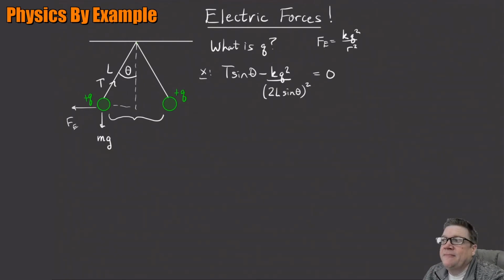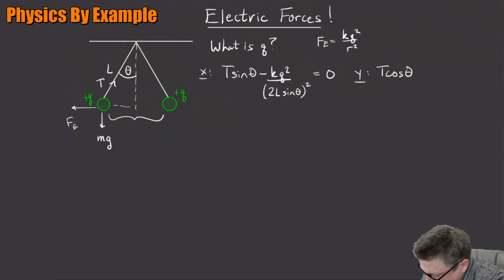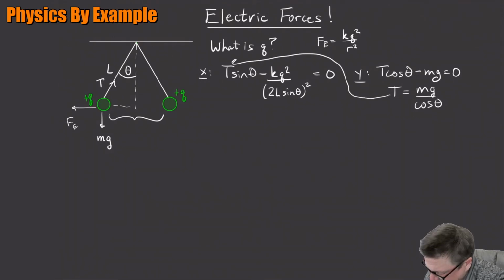They've got to balance. In the y direction, what do I have? I have the other part of T, T cosine theta, minus mg equals 0. Okay, so this will get me T, won't it? This is mg over cosine theta. And so it looks like I can just plug it right in there, so I can get rid of T. And remember, the idea is I'm trying to solve for q here at the end. So let's plug this stuff in and see what we get.